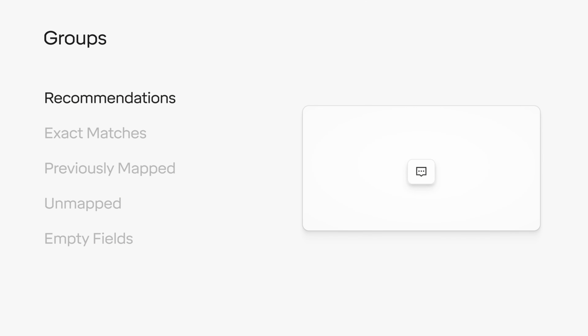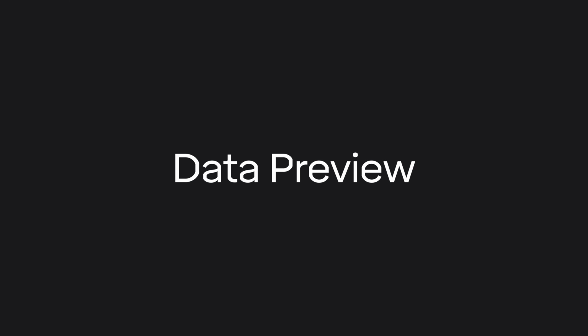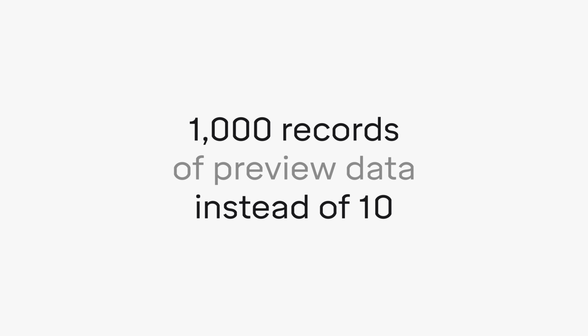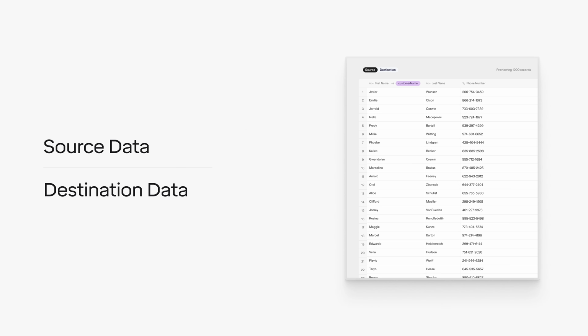Advanced mapping introduces new groups to organize your mapping tasks: recommendations, exact matches, previously mapped, unmapped, and empty fields. This gives you a clear view of where your data stands and makes it easier to identify what needs attention. We've also updated Data Preview. You can now view 1,000 records instead of the original 10, giving you a much richer context for understanding how your data is being transformed. And with the table view, you can now see data exactly as it will appear in its final form.